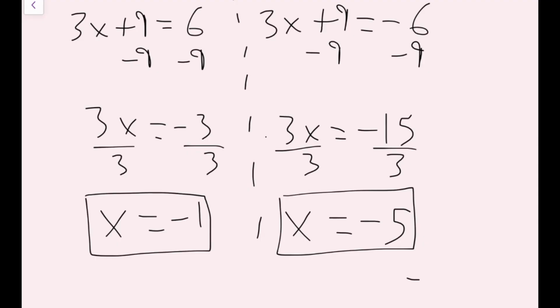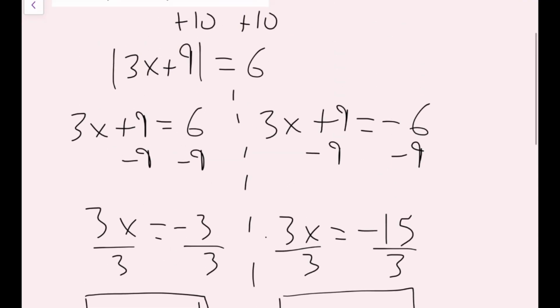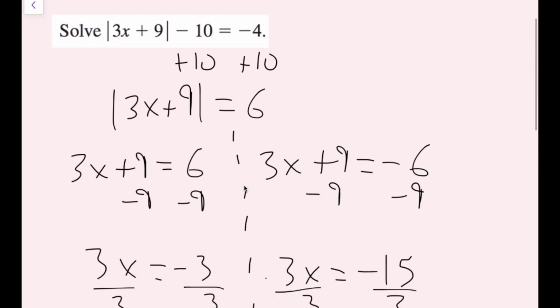And just to check our answer, we can plug both x equals negative 1 and negative 5 into our original equation. So I could plug in negative 1 here. I get negative 3 plus 9 is 6. Absolute value of 6 is 6. Minus 10 is negative 4. And then for negative 5, you get 3 times negative 5, which is negative 15, plus 9, which is negative 6. And the absolute value of negative 6 is positive 6. Minus 10 is also negative 4.